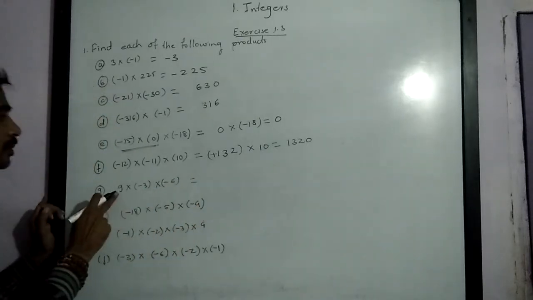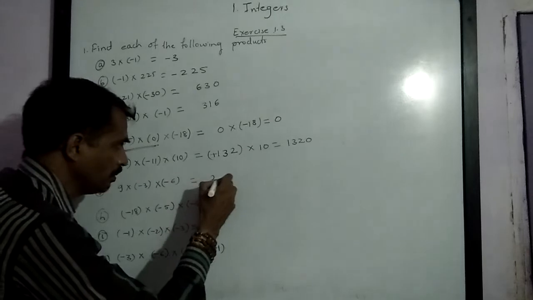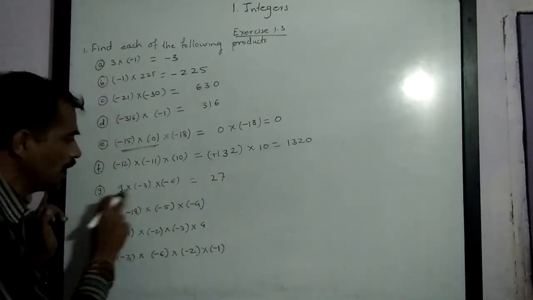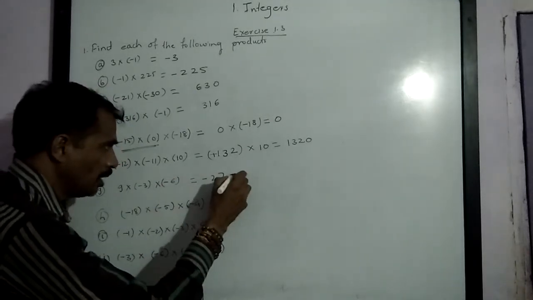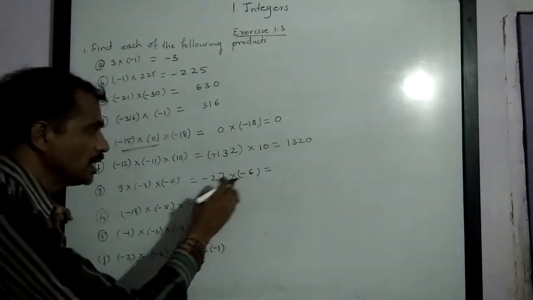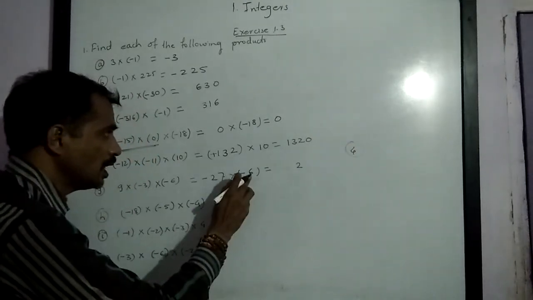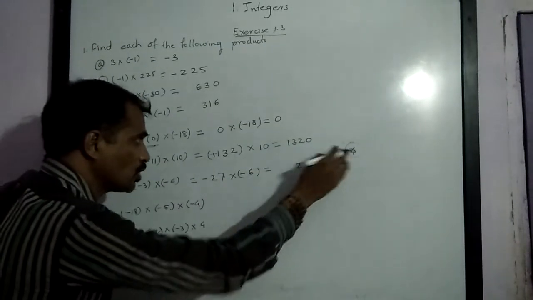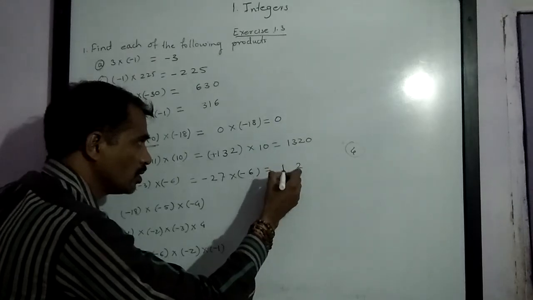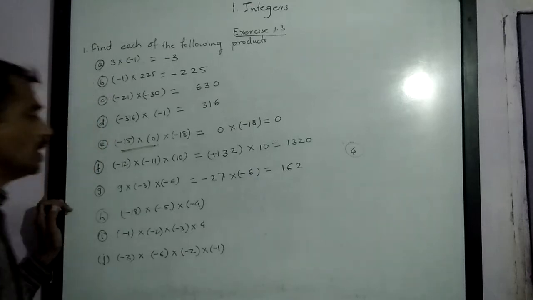Next is 9 multiplied by negative 3. 9 3s are 27, and positive into negative is negative, multiplied by negative 6. So this is equal to 6 7s are 42, 4 carries, 6 2s are 12 plus 4, 16. Negative into negative is positive, no need to give the sign.